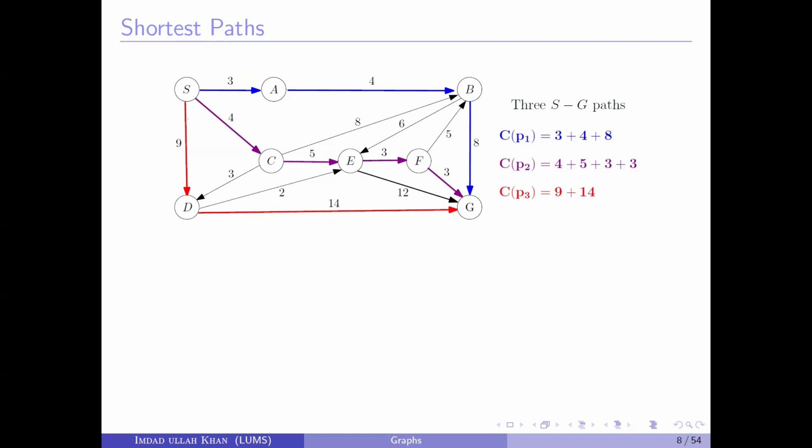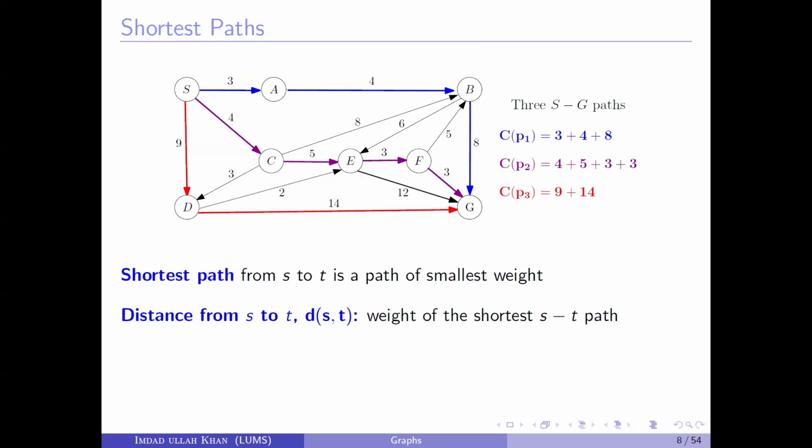These tasks can be completed in directed graphs as well as undirected graphs. The distance from a particular vertex to another vertex is noted as d(s,t), and in our case, we are interested in the shortest distance. So d(s,t) represents the weight of the shortest path.